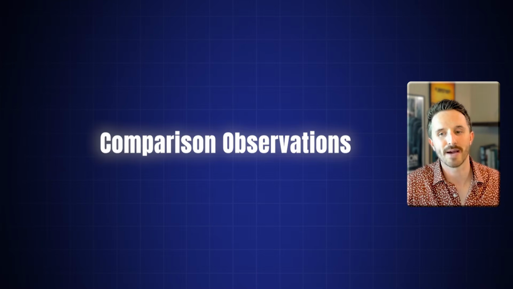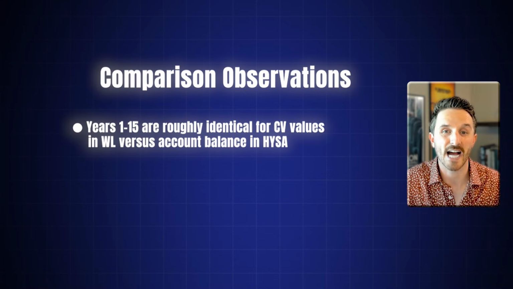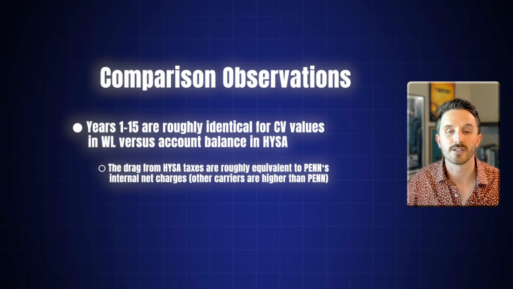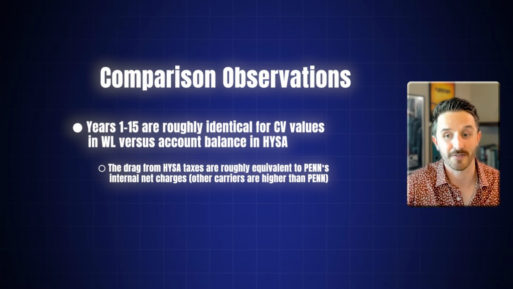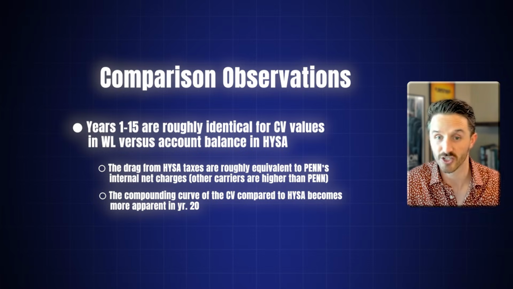Now, here are some comparison observations. Years 1 through 15 are roughly identical for cash value in whole life versus the account balance in the high yield savings account. The drag from the high yield savings account taxes is roughly equivalent to Penn's internal net charges, and the other carriers are obviously higher than Penn. But the compounding curve of the cash value compared to the high yield savings account becomes much more apparent in year 20. That's when it just starts taking off.